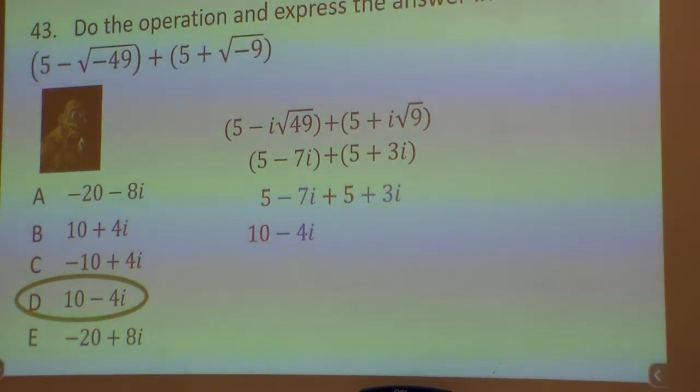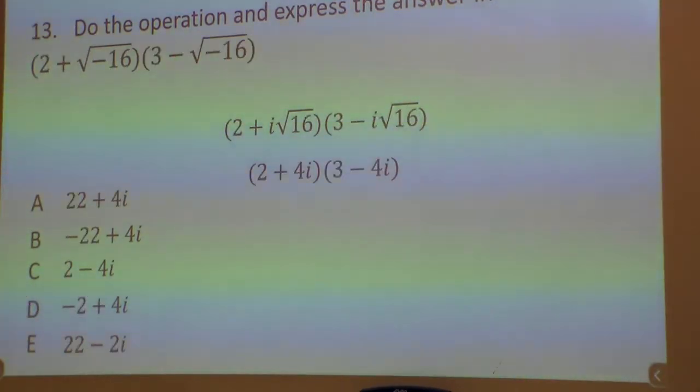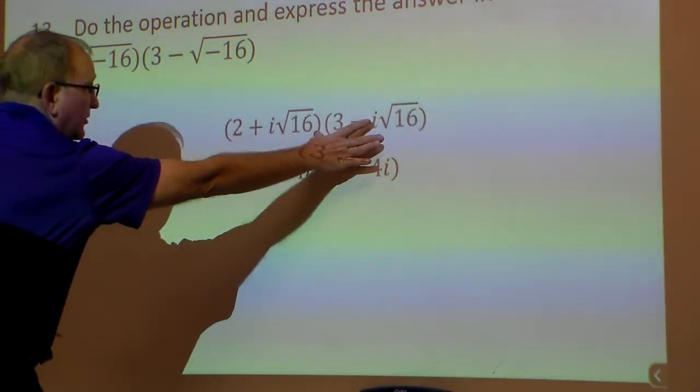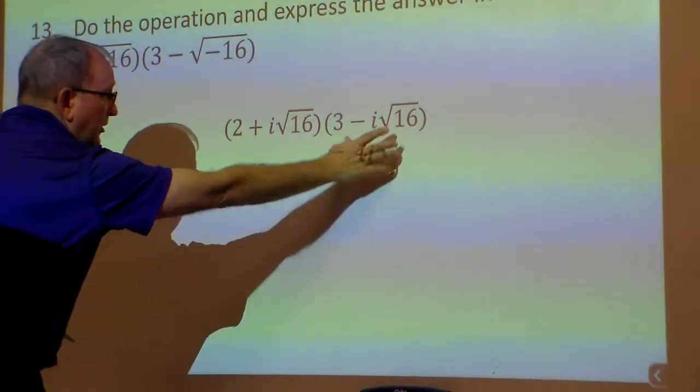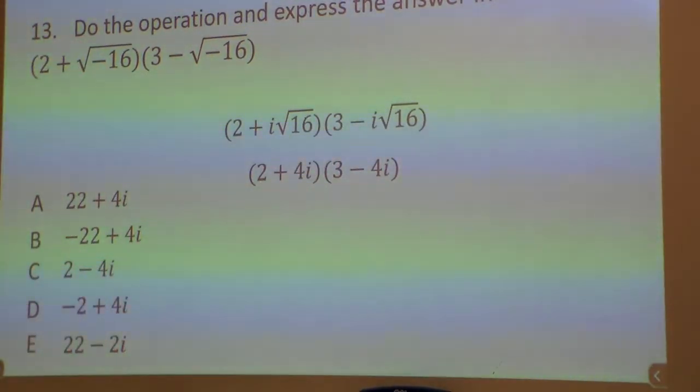So now what I want to do is this. This next problem is a FOIL, but I've got to start the same way. Notice the problem already has pulled the i's out, and the square root of 16 is 4. That's all we did here. We didn't pull the i's out, and this time we're going to now FOIL those numbers.